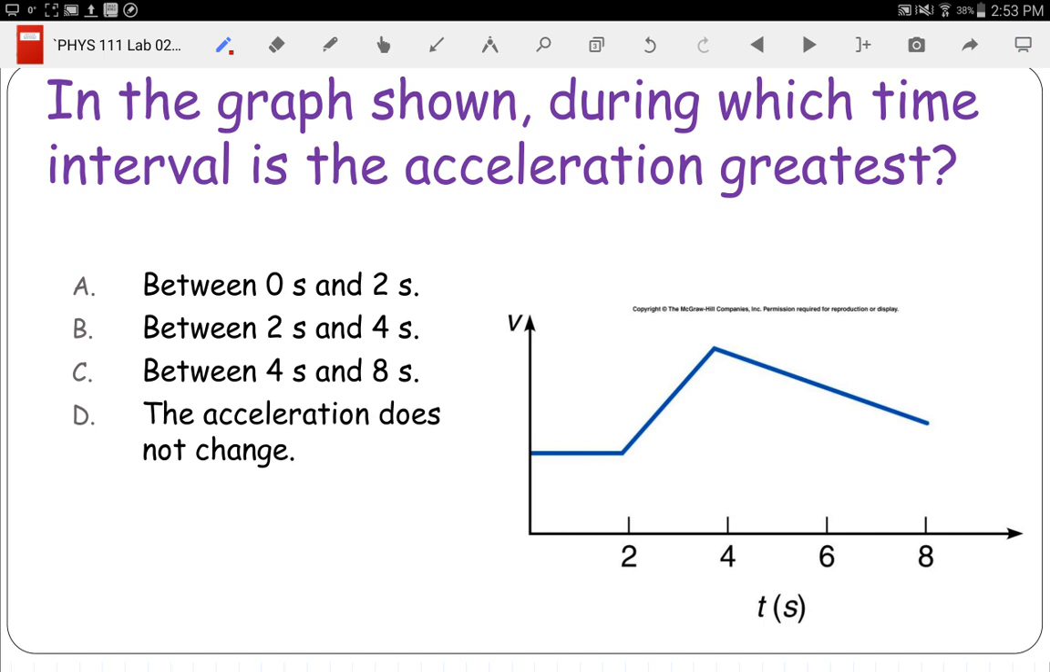In the graph shown, during which time interval is the acceleration the greatest?